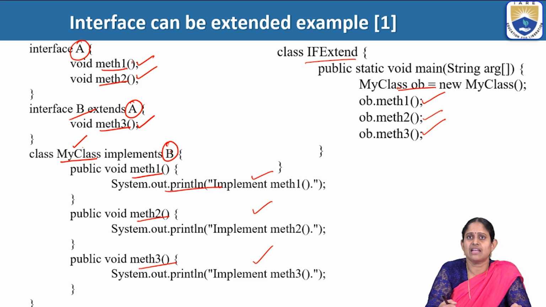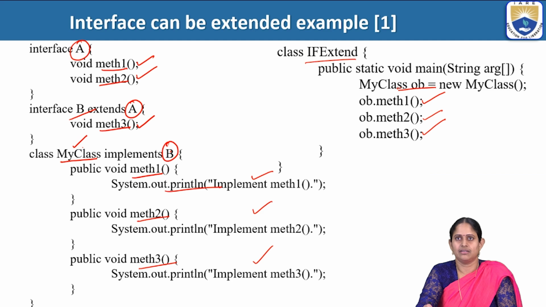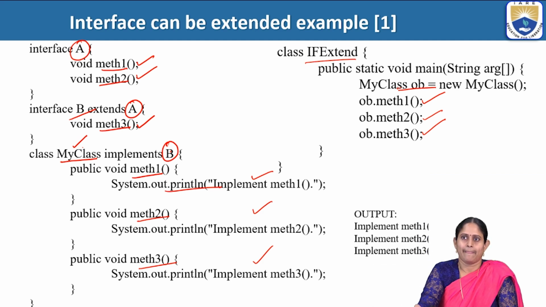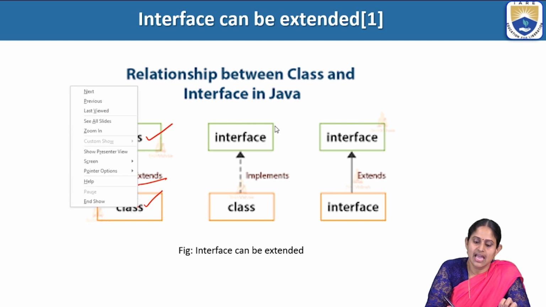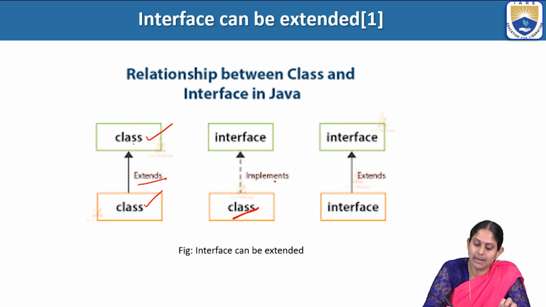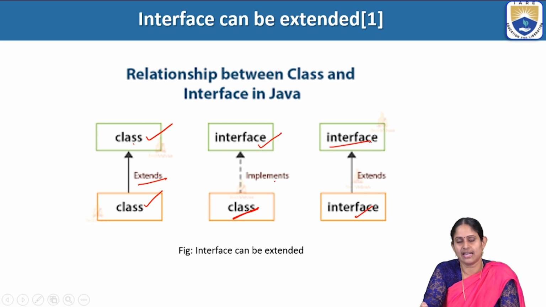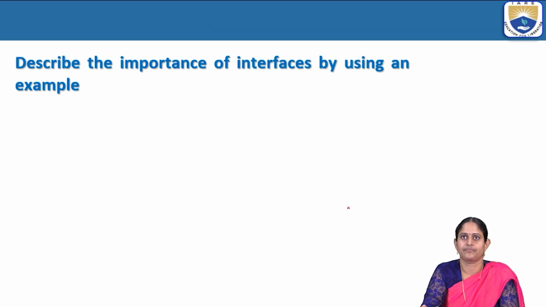So an interface can be extended by using the extends keyword, the same way as inheritance of classes. A class can extend another class, that means a class can inherit a class, and a class can implement an interface, and an interface can inherit another interface. So there can be a parent and child interface.